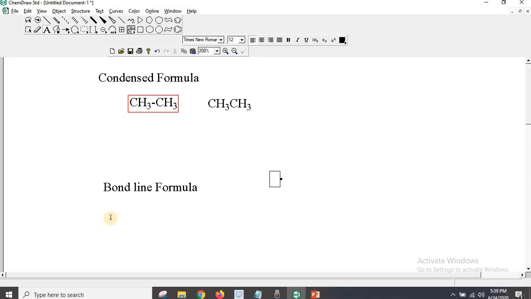The next one is the bond line formula. What is the bond line formula? The name itself indicates that it only shows bonds, the bonds between carbon and carbon. There is no bond shown between the carbon and hydrogen. If I write this example, CH3CH2CH2CH3, this is a 4-carbon alkane called butane. So how is this butane written in the form of bond line formula?